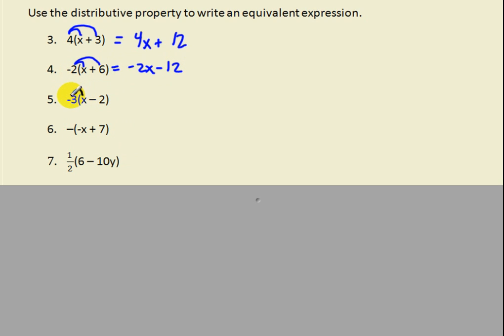We're going to distribute negative 3 here, so we have negative 3 times x is negative 3x, and negative 3 times a negative 2 is a positive 6. So we have negative 3x plus 6.